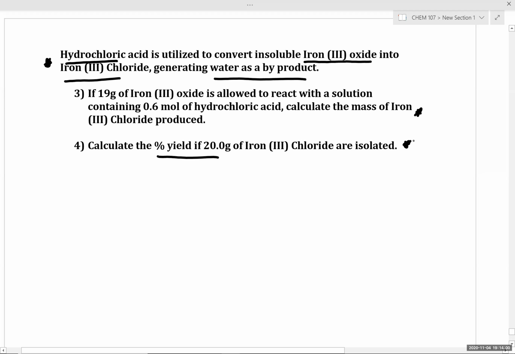Now, the first thing that we have to do is get a balanced equation and get the correct formulas for each of these species. So let's work on that for about 2 to 3 minutes. Let's try to get a balanced equation, or at least a skeletal equation with the correct formulas.